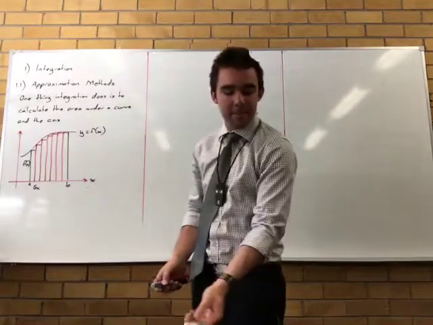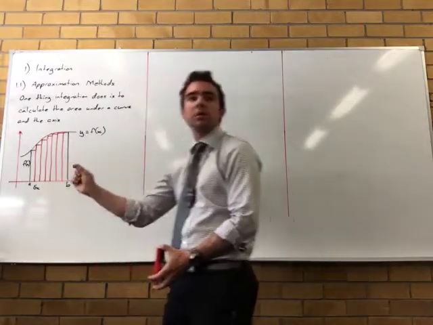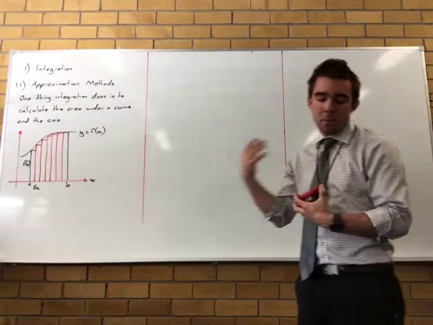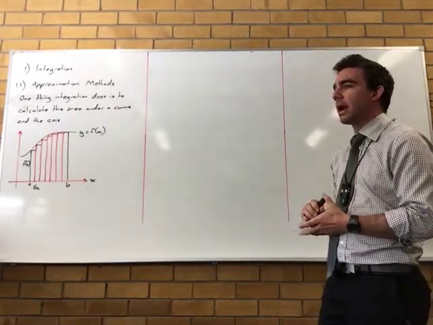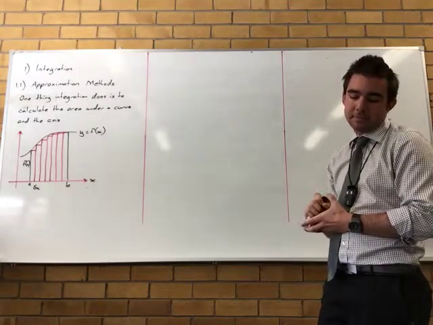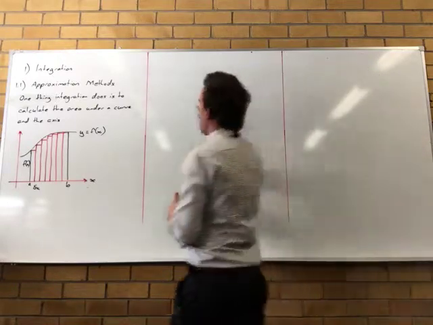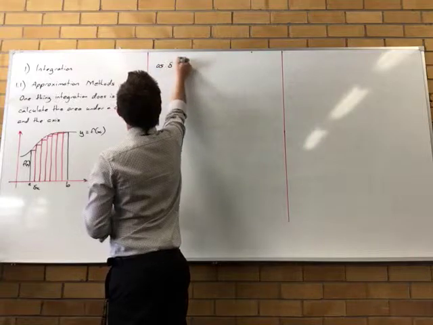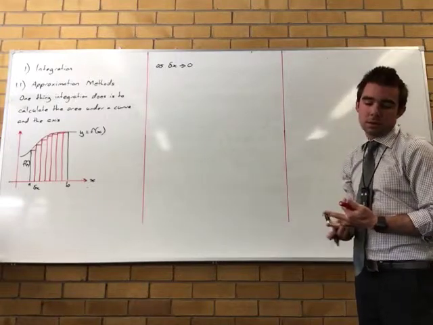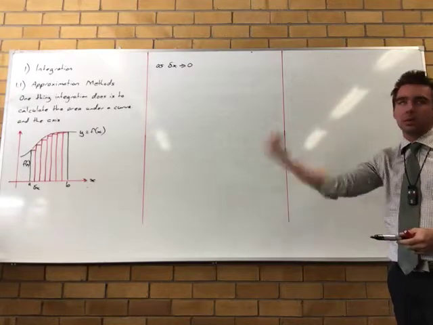Alright, so as delta x, the width of these rectangles, approaches 0, the smaller and smaller we make these widths, the more accurate our answer will be to the exact area. So this is not really important. As delta x approaches 0, we're considering a limit. When we get to the value of 0 for delta x, we will have the exact area.